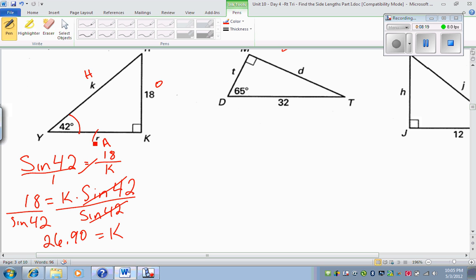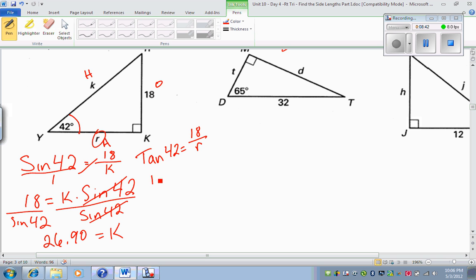Now I want to find r. Well, r is the adjacent. I was given the opposite. The trig function that uses opposite and adjacent, that's tangent. First time we're using tangent right now. So tangent of 42 degrees is equal to the opposite, which is 18, over the adjacent, which is r in this case.